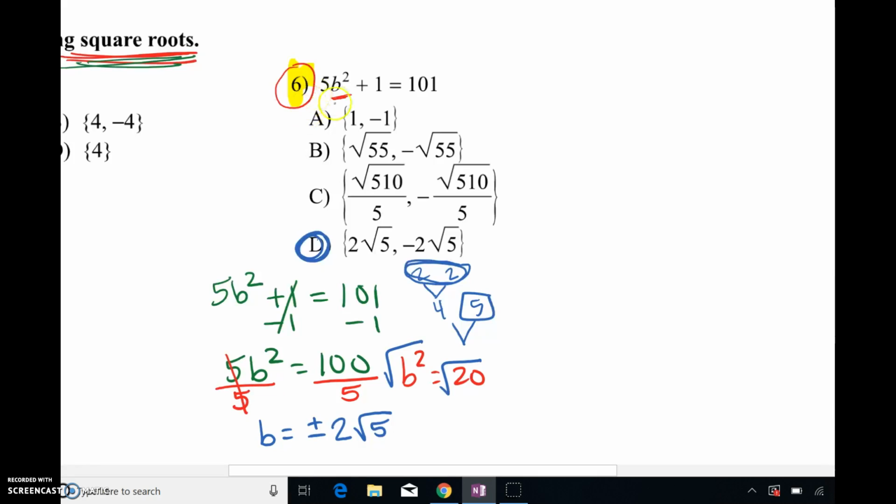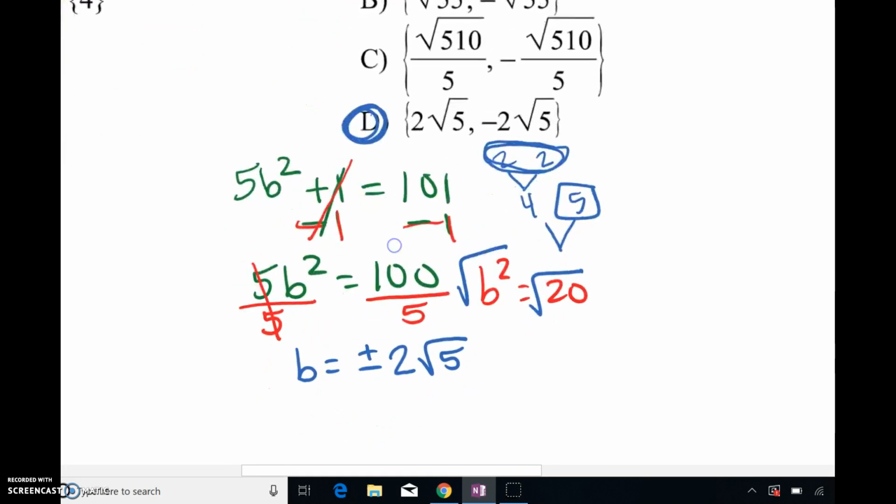So in order to get b squared by itself, I'm going to subtract 1 like I did here. So I subtracted 1 to both sides. Positive 1 and negative 1 make 0. Then I divided by 5 to both sides. And I got b squared equals 20. Once you get the thing that's squared by itself, what can I do? Square root it. So I take the square root.